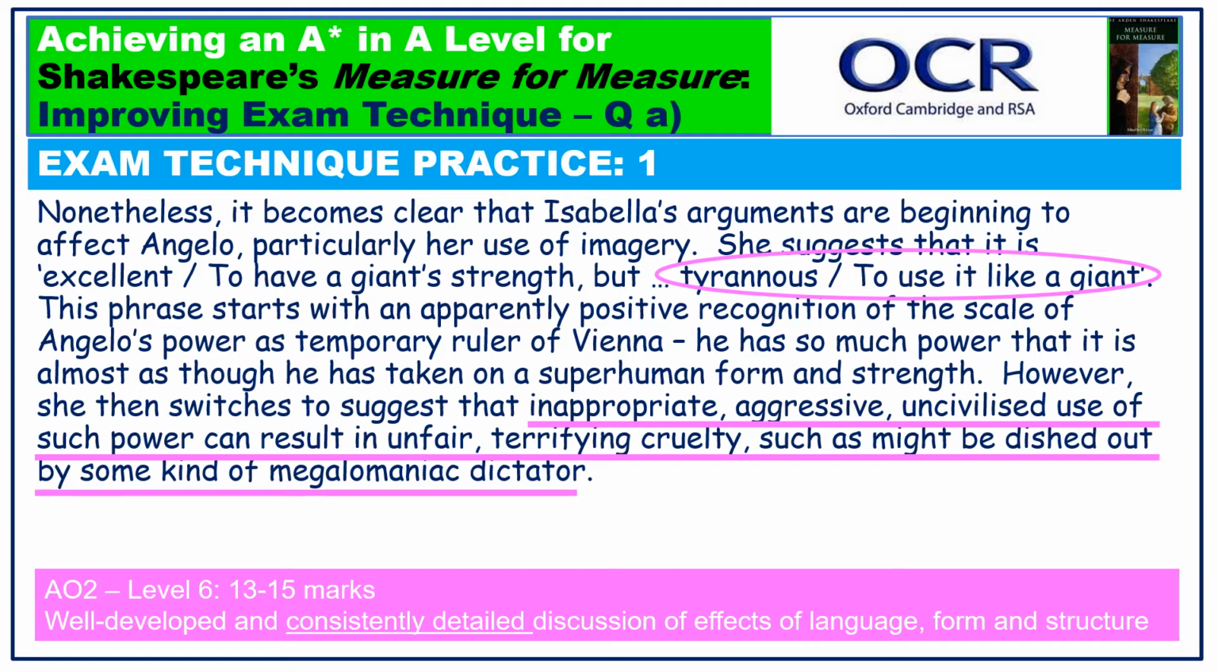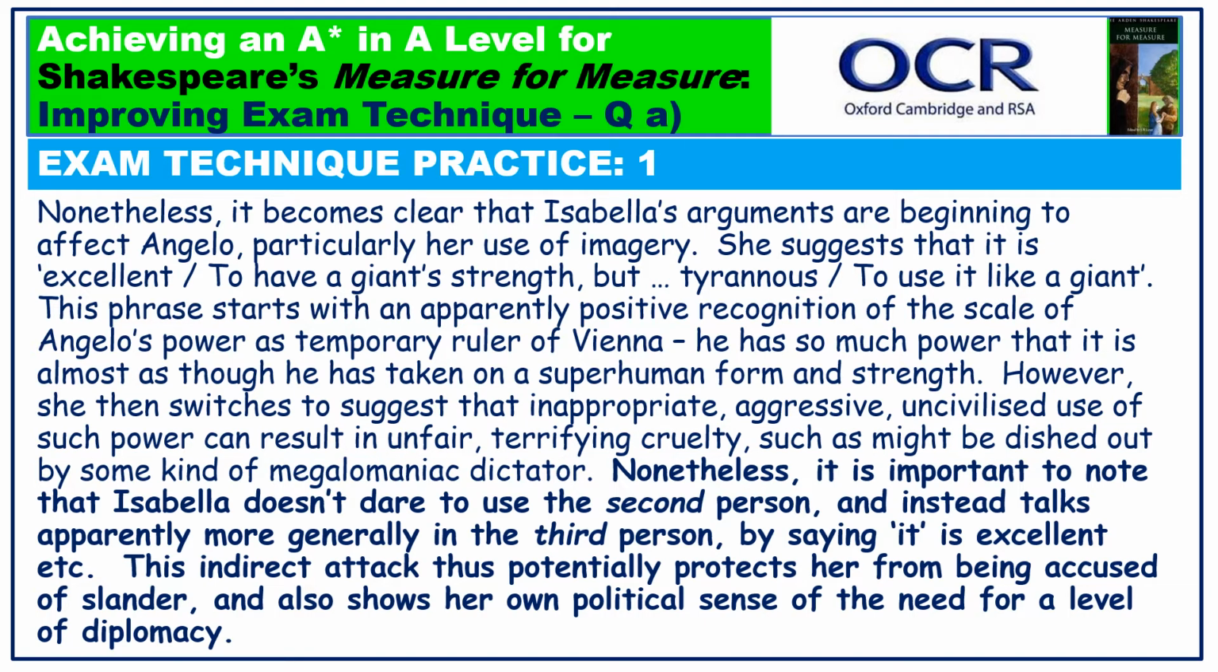Reflecting on this paragraph, I wonder whether I could make it even better. Thus, I add, nonetheless, it is important to note that Isabella doesn't dare to use the second person and instead talks apparently more generally in the third person by saying it is excellent, etc. This indirect attack thus potentially protects her from being accused of slander and also shows her own political sense of the need for a level of diplomacy. Can you see how much more development and detail there is in this response compared to the original one I showed you?